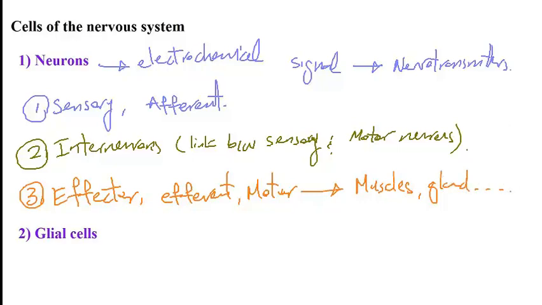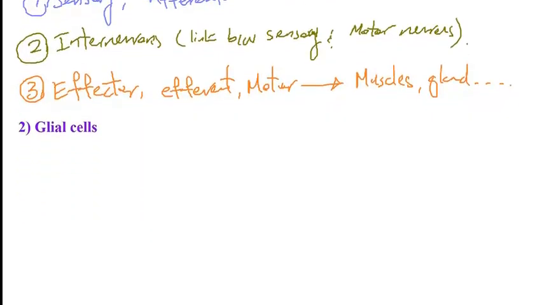Alright, now the second type of cells in the nervous system are glial cells, and basically the function of glial cells is to support neurons. They will provide a supporting framework, they would remove waste products, they would provide nutrients, and they would defend against infections. So basically they would support neurons in multiple different ways. And so let's go over the different types of glial cells that we have.